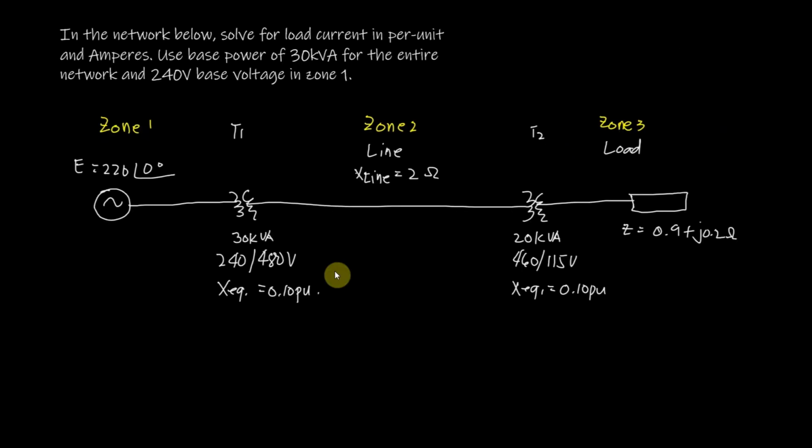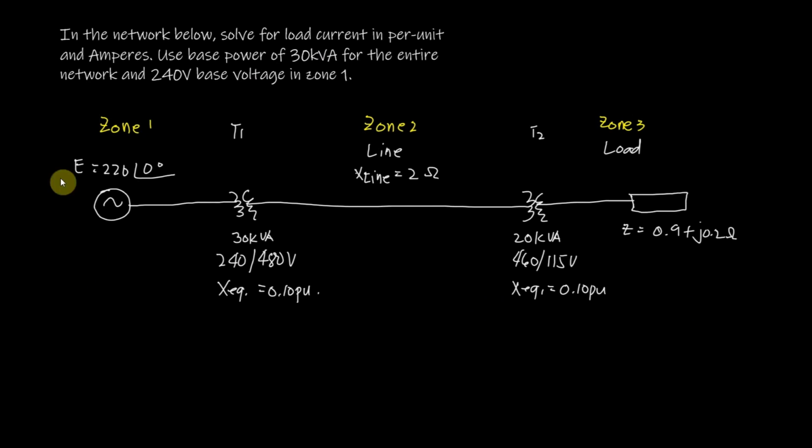Okay? So, in order to demonstrate yung paggamit ng per unit system sa power system analysis, i-solve natin itong problem na to. So, sabi sa problem, in the network below, solve for load current in per unit and in amperes. Use base power of 30 kVA for the entire network and 240 volts voltage in zone 1. So, naka-specify dito yung 240 volts is para lang sa zone 1. Pero, yung ating 30 kVA is para sa entire network.